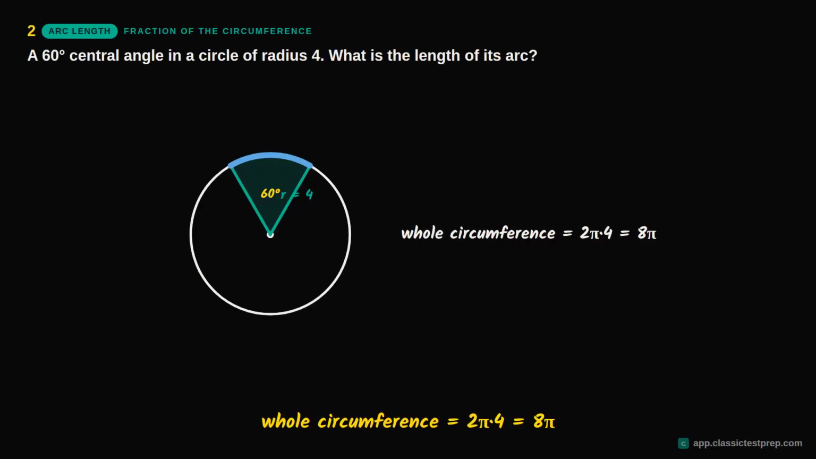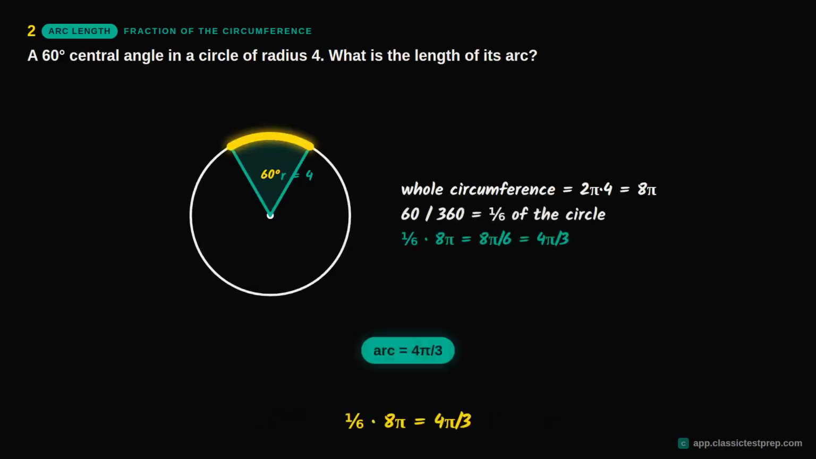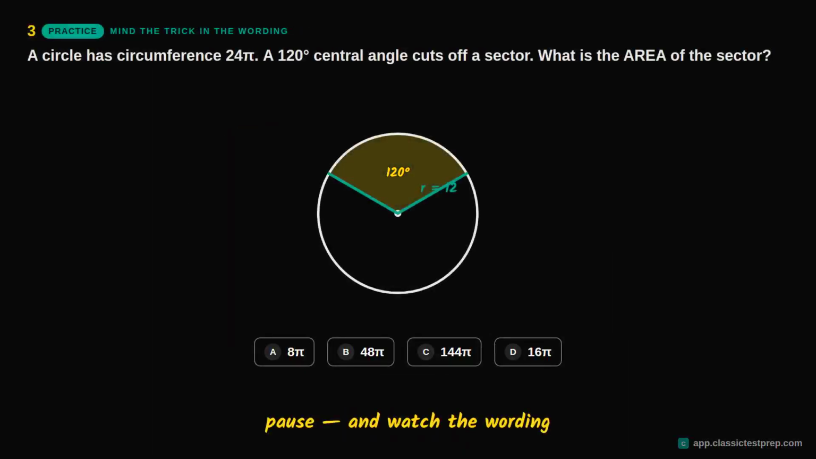So we have 1/6 times our circumference, 8 pi. So we have 8 over 6 pi, which reduces to 4/3 pi. That's the length of the arc. It's a portion of the circumference. Now practice this question by pausing the video before you listen to my explanation, but be warned, there is a little trick in the wording of this question that you need to look out for.